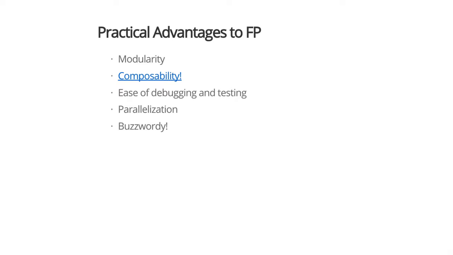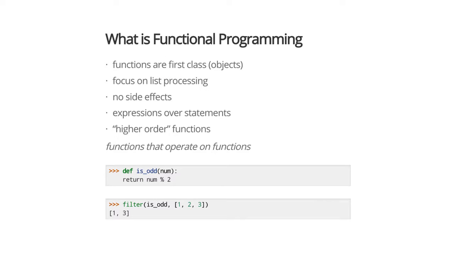The practical advantages are modularity, composability, ease of debugging and testing, parallelization. You can actually say, okay, this infinite list affects this infinite list. They can live on different processors and so forth. And buzzwordy. All of you guys put functional programming on your resume. If you're more serious about it, which obviously I am not, there's other reasons for functional programming.